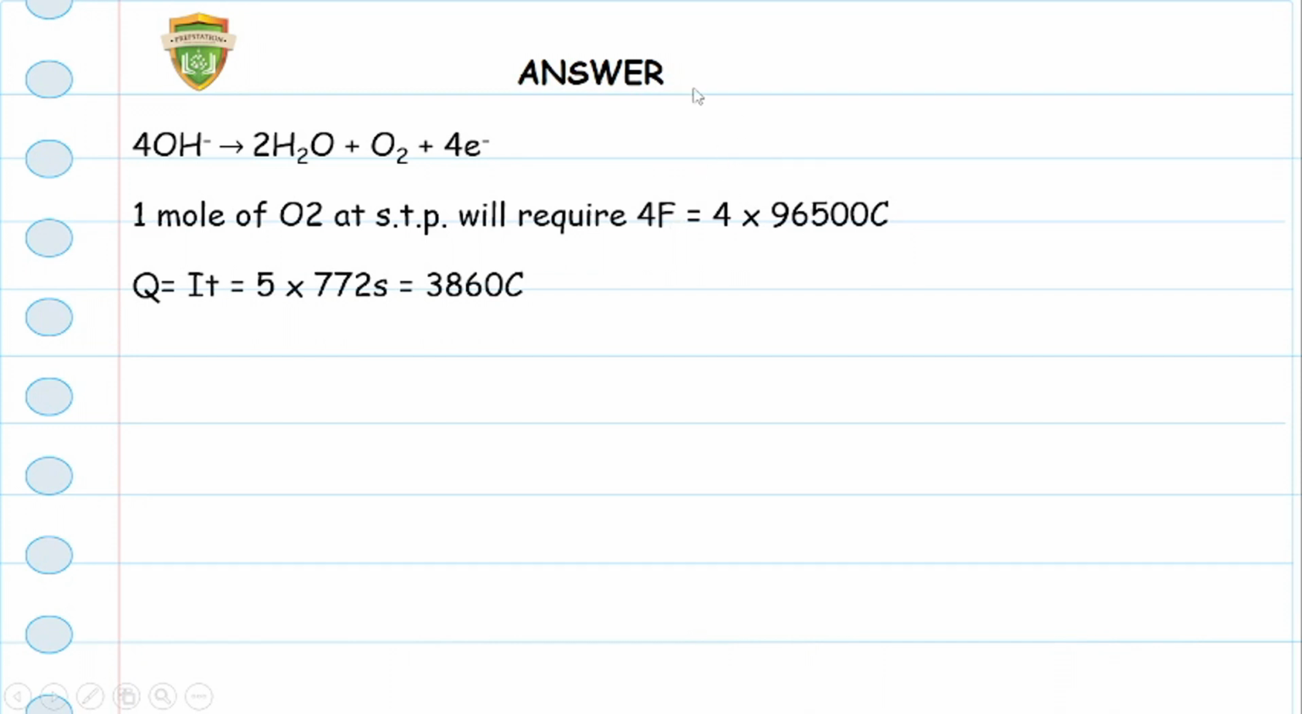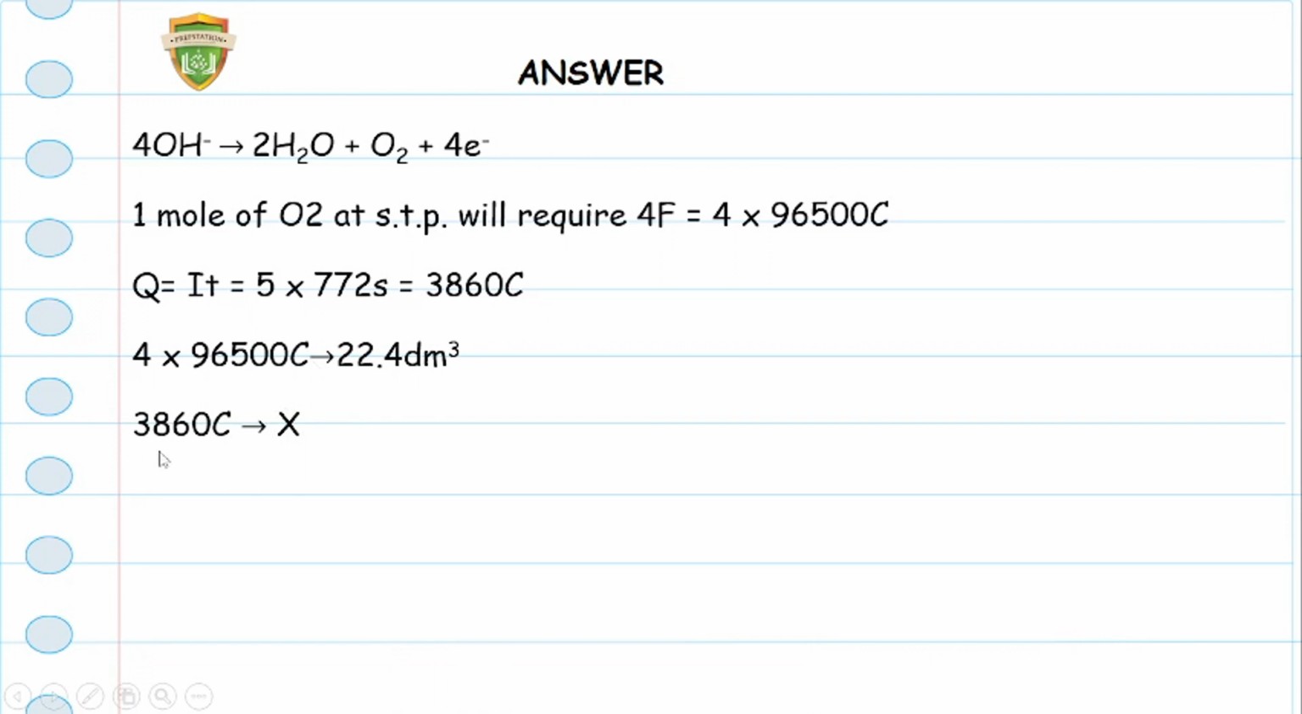Now, we know that the formula for charge is current times time. We're given the current to be 5 and our time to be 772. When we multiply this, we get a charge of 3,860 coulombs. What this means is that this is the first scenario we're given. They told us that the volume of oxygen at STP is 22.4. So when we get the number of coulombs at STP, we know that it's going to give us 22.4 dm cube. So that's the volume. Now, we're looking for 5 amperes at 772 seconds.